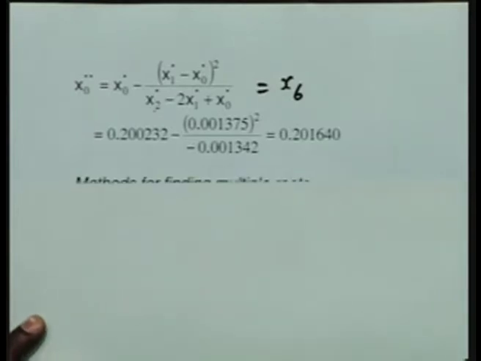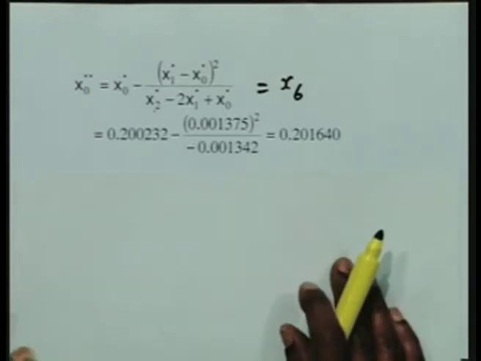Therefore, what we are really trying to show here is that whenever we have a method and we can analyze the method and get the error expression for it, it is possible for us to manipulate the computed results to get a computed result which is of higher order or superior to what we have.